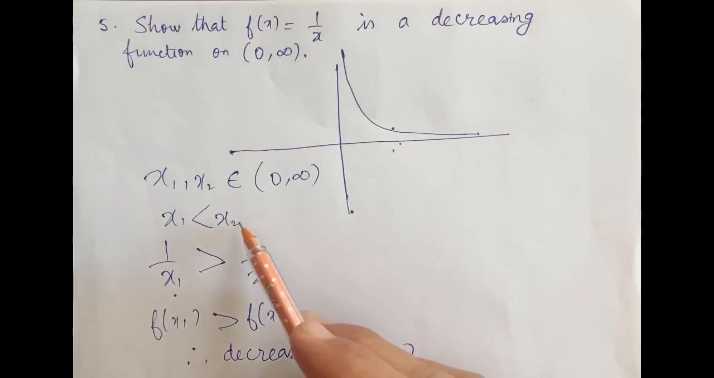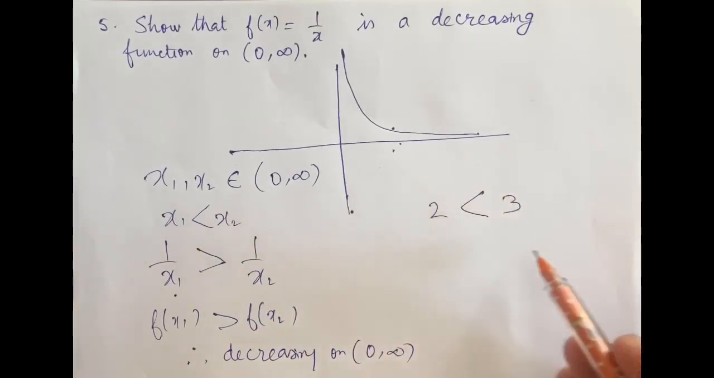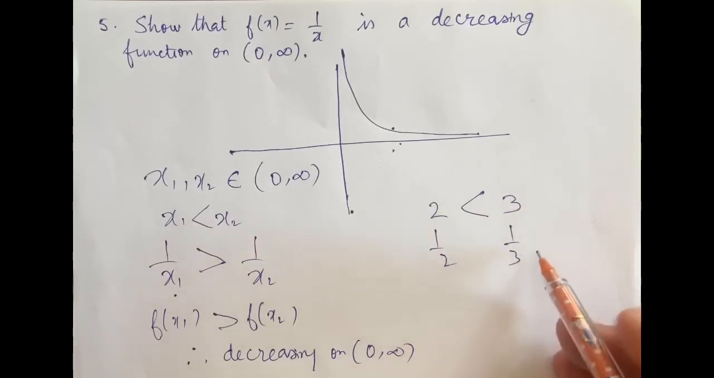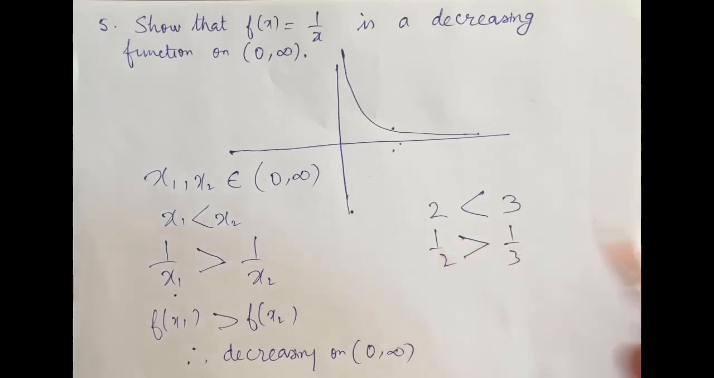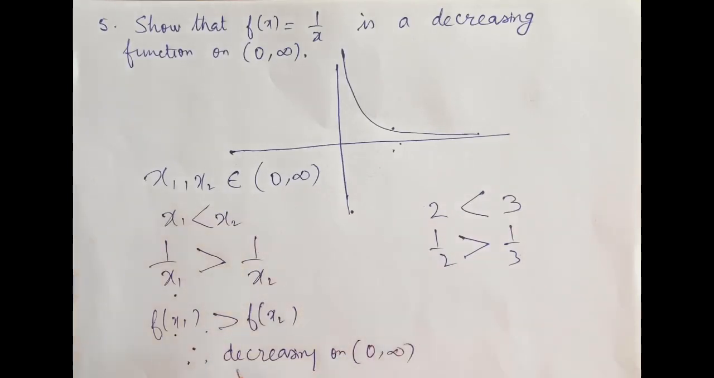So we can understand this concept. Let us say we have 2 less than 3. When we take reciprocal, this is 1 by 2, and the reciprocal of 3 is 1 by 3. This is 0.5, this is 0.33. This is greater than this. So for positive numbers, this is true. This means f of x1 is greater than f of x2. So from x1 less than x2, we have proved f of x1 greater than f of x2. It means it's a decreasing function from 0 to infinity.